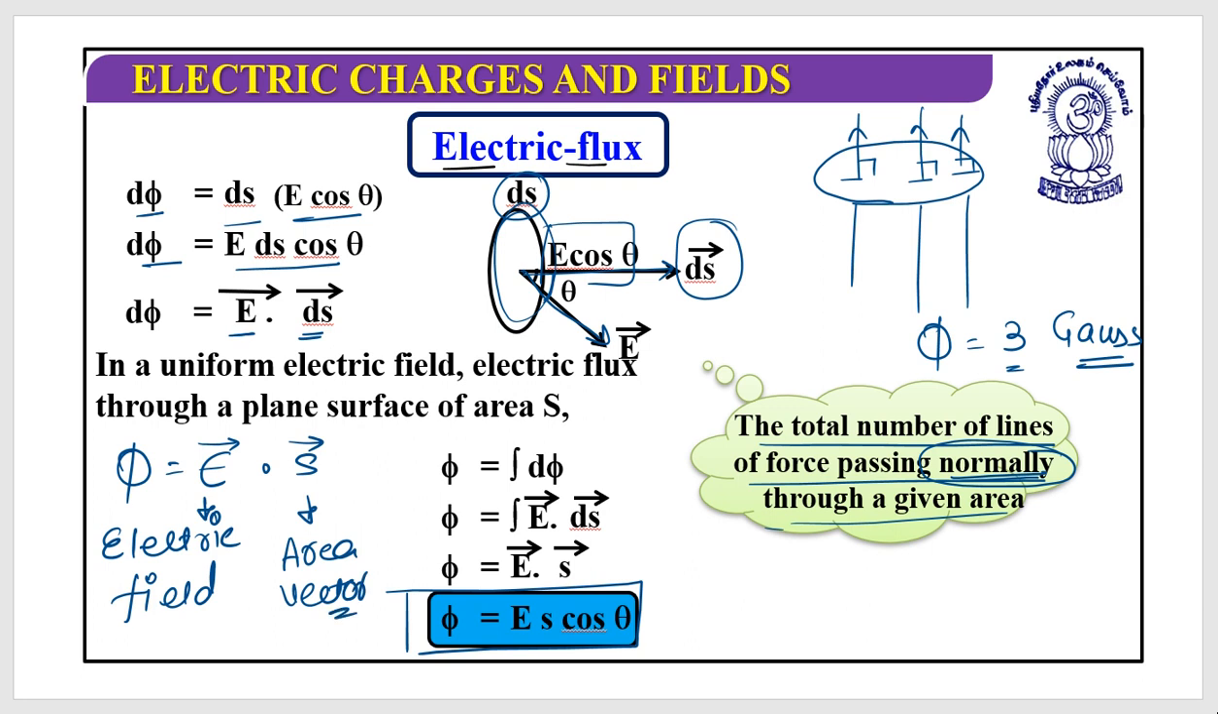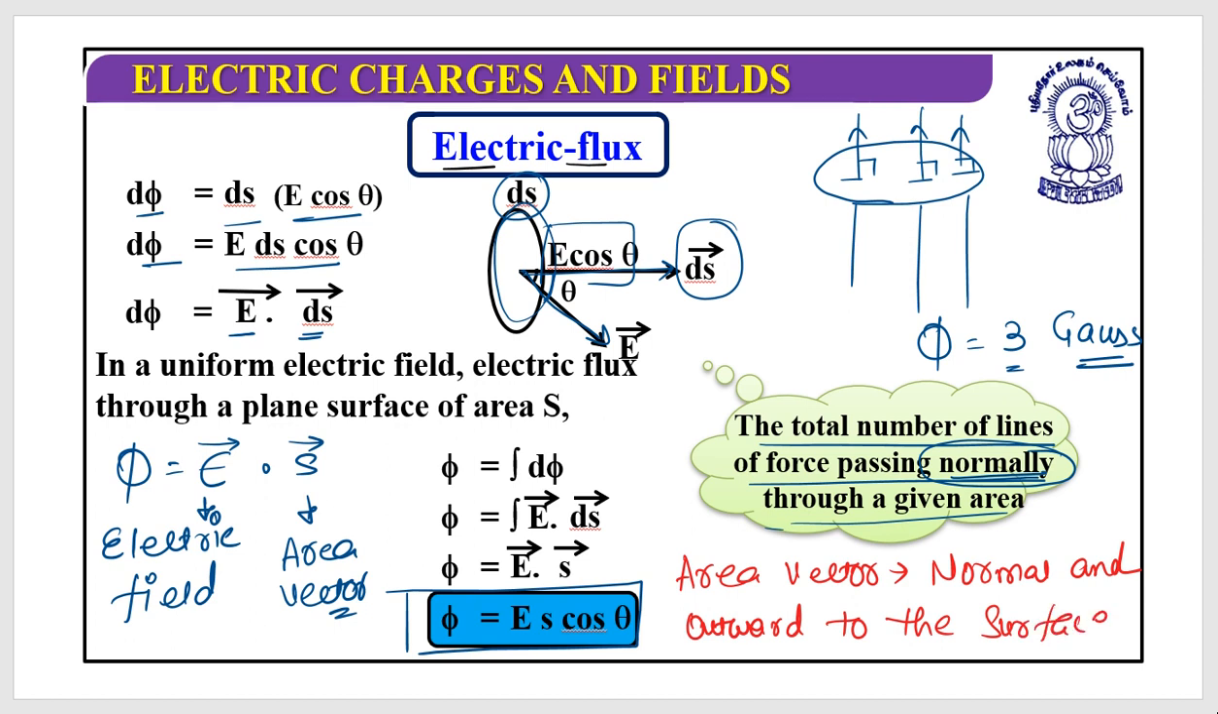Now area is treated as an area vector. How can you determine the direction of the area vector? The direction of the area vector is normal and outward to the surface. It is normal, I mean perpendicular, and moving out of the surface. This is the direction of the area vector. Remember this. So what we know up till now is that flux is E dot S.